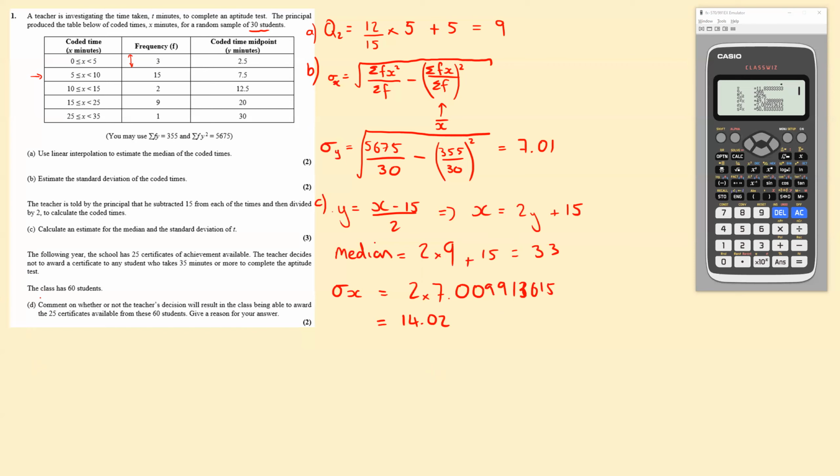The following year, the school has 25 certificates of achievement available. The teacher decides not to award a certificate to any student who takes 35 minutes or more to complete this test. The class has 60 students. Comment on whether or not he'll be able to actually award these, or she. I don't know. Let's have a look. Where are we? 35 minutes or more to complete there.